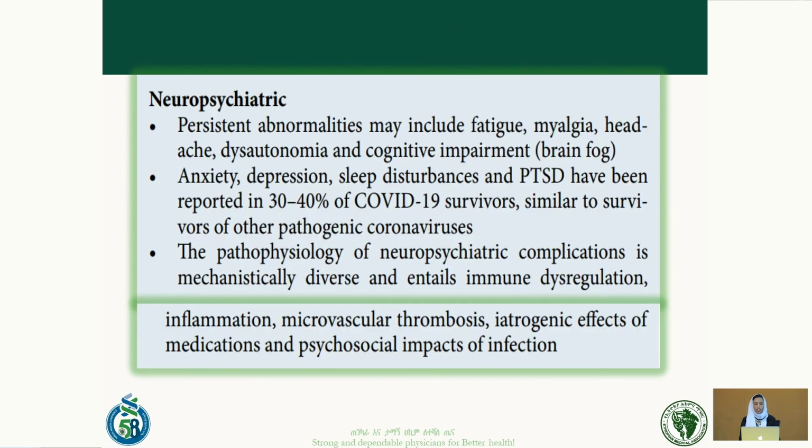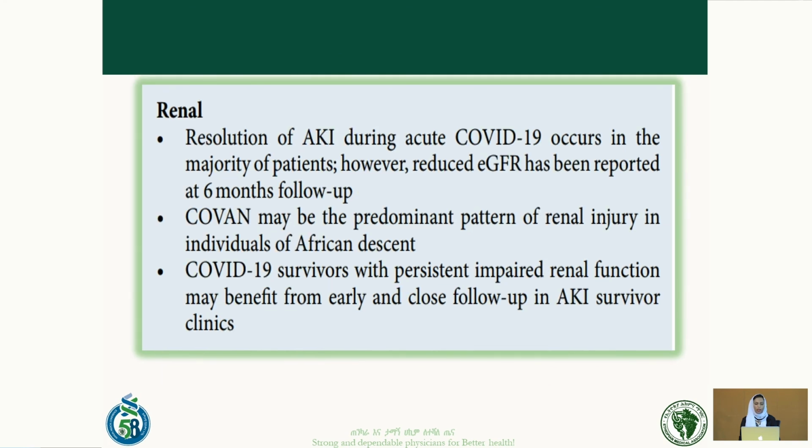So other manifestations are neuropsychiatric, up to 30 to 40% of survivors. So rehabilitation is very important, and understanding these patients is very, very crucial. So the other is renal. So we know up to 5% of all hospitalized patients can have a renal effect, and 20 to 30% of critical patients can have AKI. But reduced GFR was reported in up to 35% at 6 months follow-up.